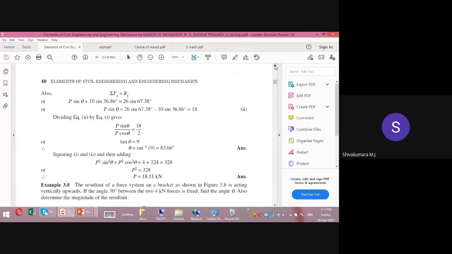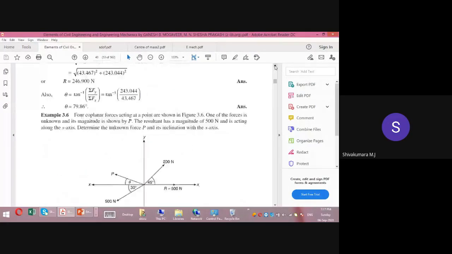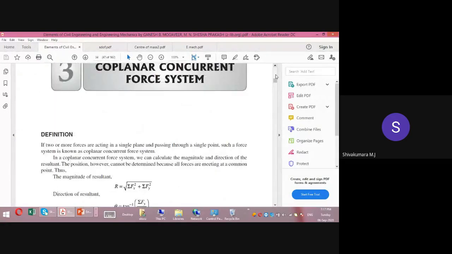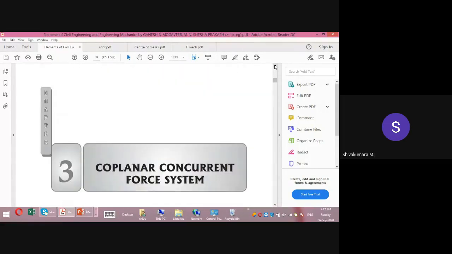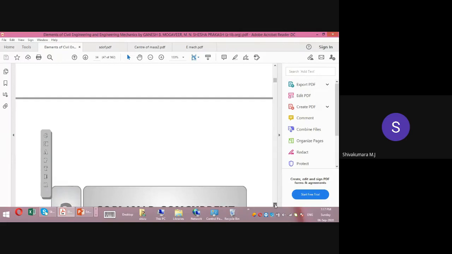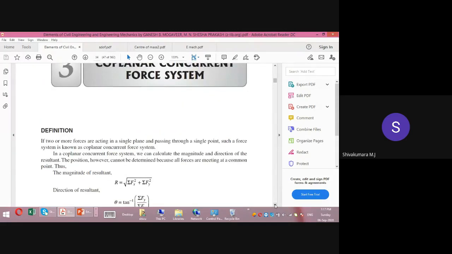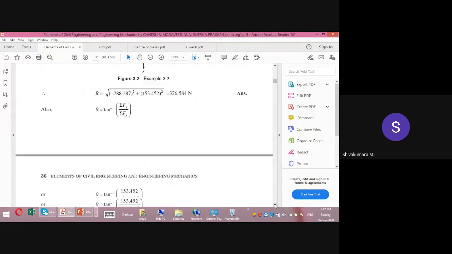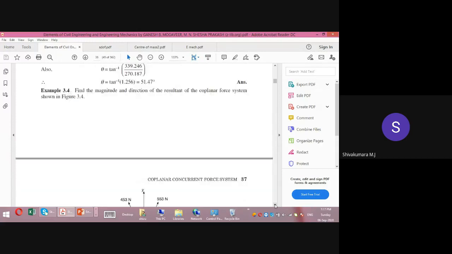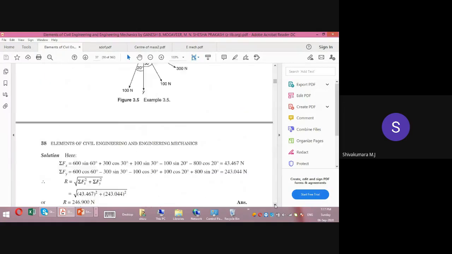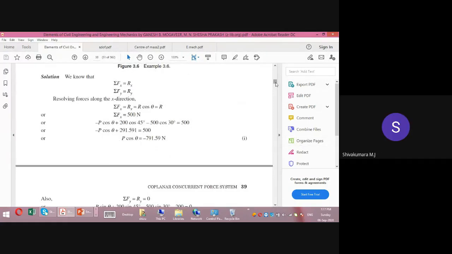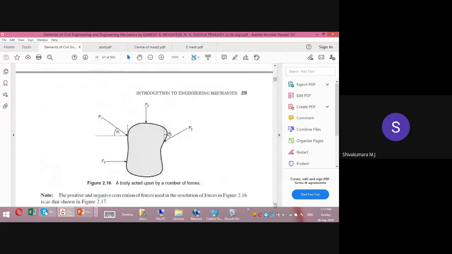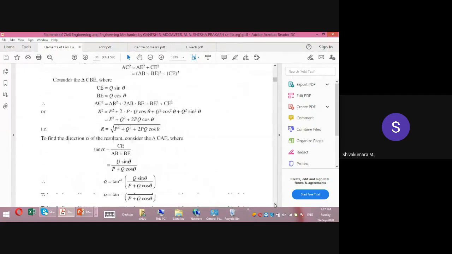So what Varignon's theorem says is, if we take a moment of all the forces acting on an object about a point, that magnitude will be equal to the moment of their resultant about the same point. Their resultant, I am telling. Their means each individual force I said, these forces' resultant. Okay. So that is some information about Varignon's theorem.